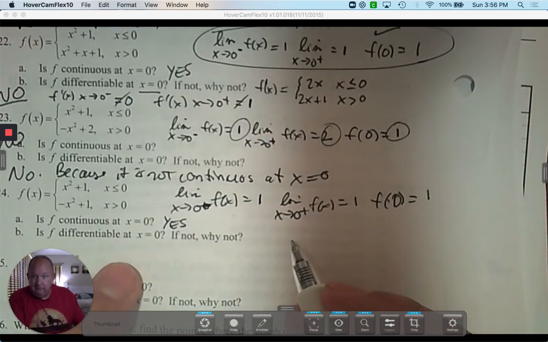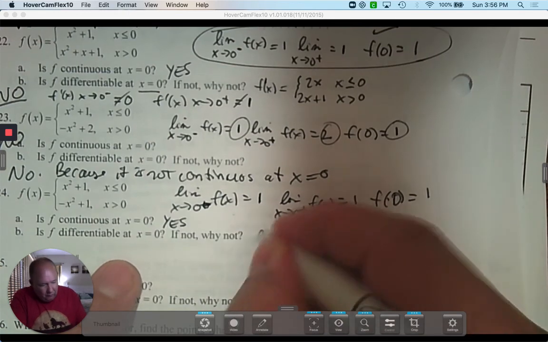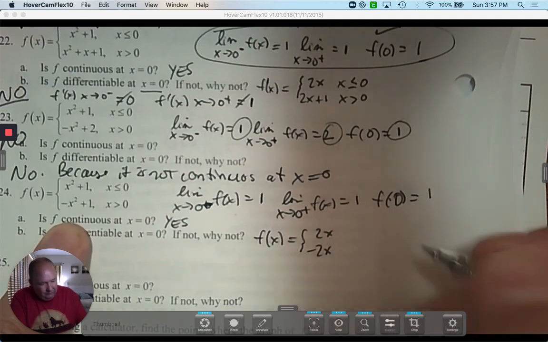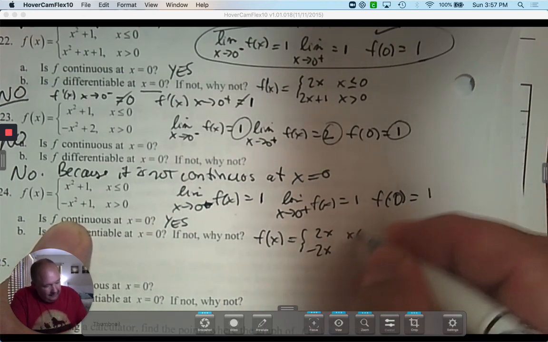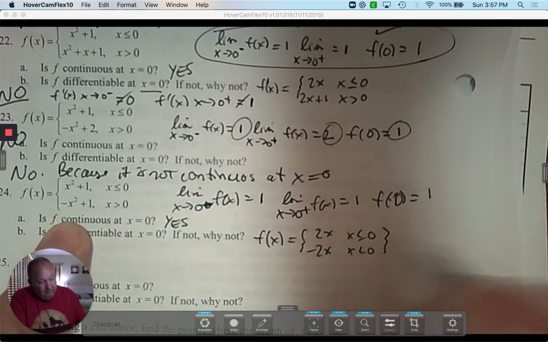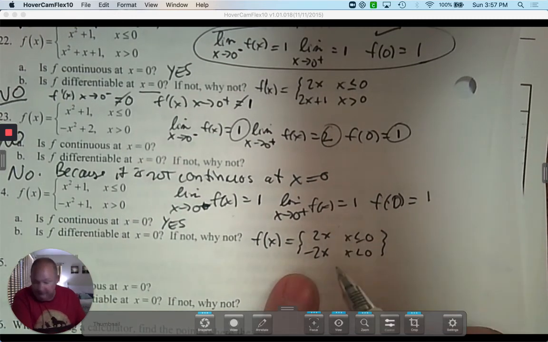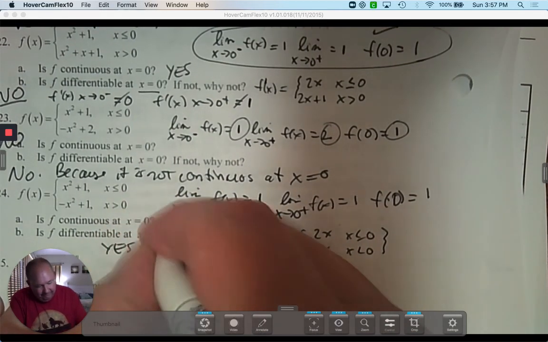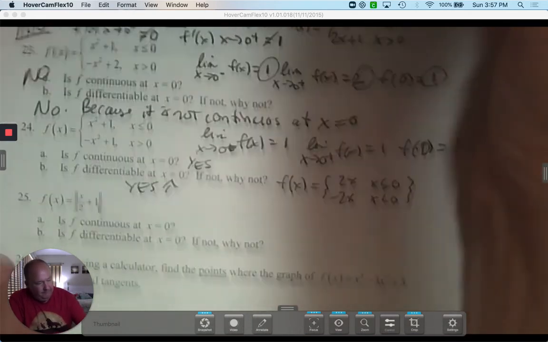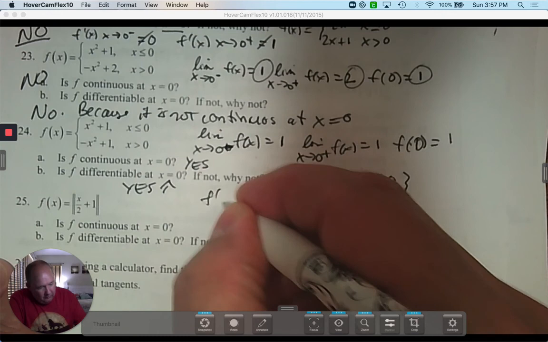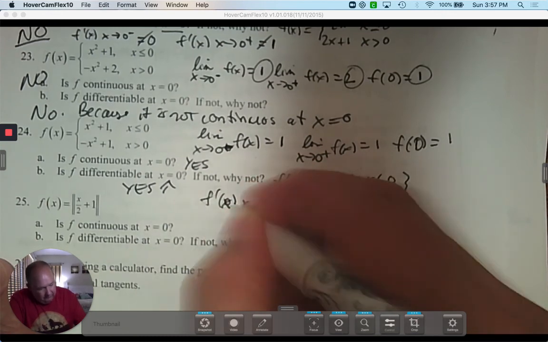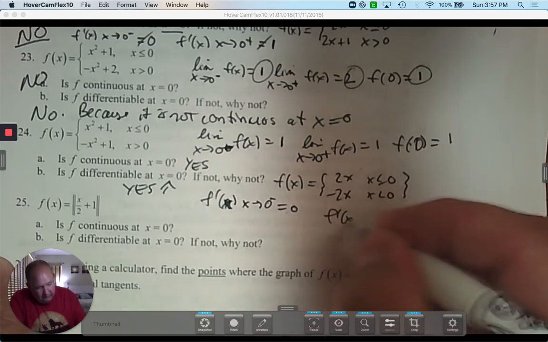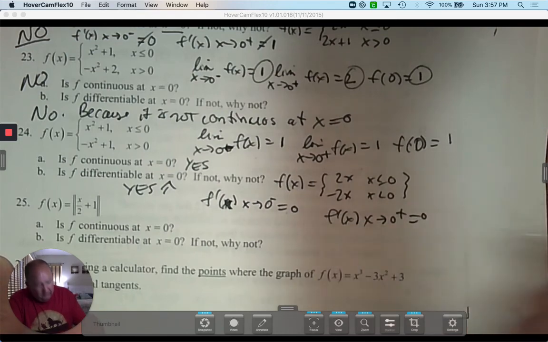Is it differentiable at x equals 0? That way I need to take the derivative. So when I take the derivative here, I get 2x. The bottom, I get negative 2x. And then when I plug in 0, I get the same answer. So it's continuous, and the derivative from the left and the right give you the same answer. So then the answer is yes. And what's the reason it's yes? Because the derivative approaching from the left is equal to 0, and the derivative as x approaches 0 from the right is equal to 0. So they match.